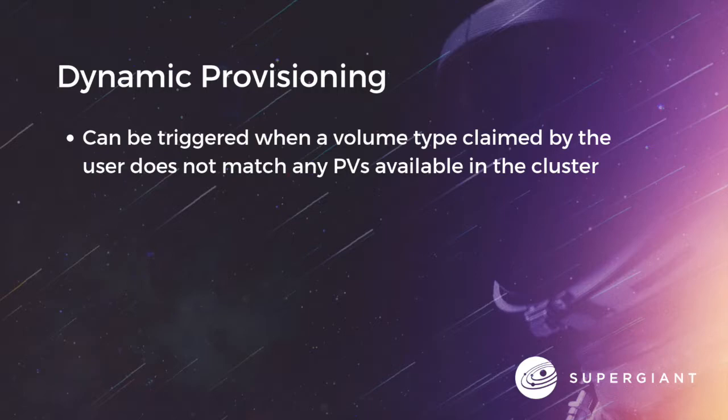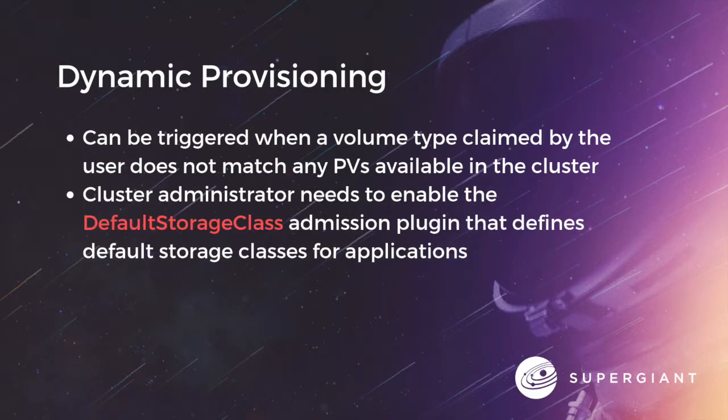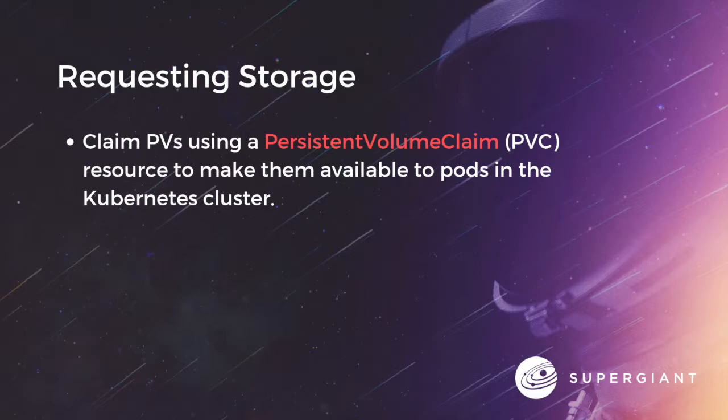For dynamic provisioning to happen, the cluster administrator needs to enable the default storage class admission plugin that defines default storage classes for applications. To make PVs available to pods in the Kubernetes cluster, you should explicitly claim them using the persistent volume claim resource. A PVC is bound to the PV that matches storage type, capacity, and other requirements specified in the claim. Binding the PVC to the PV is secured by the control loop that watches for the new PVCs and finds a matching PV. The claim will be automatically unbound if a matching volume does not exist.